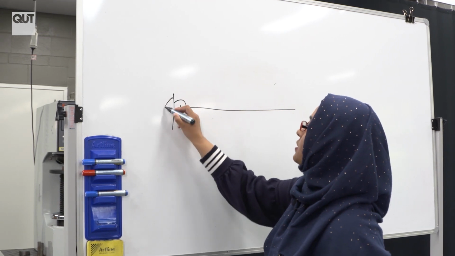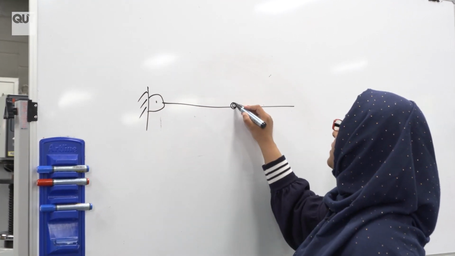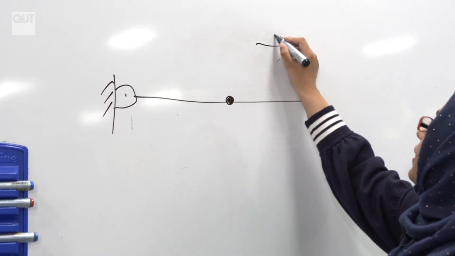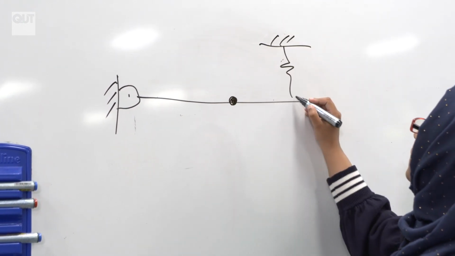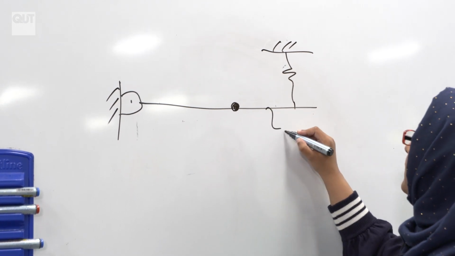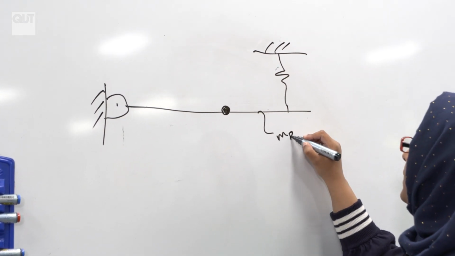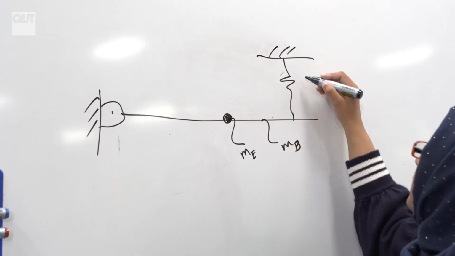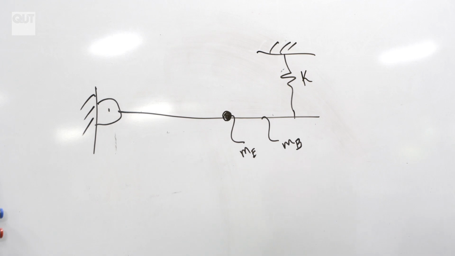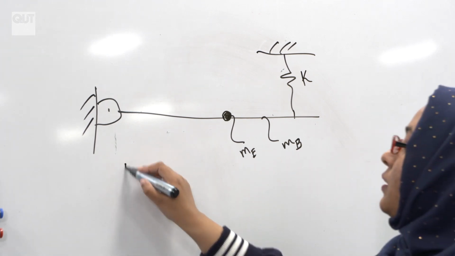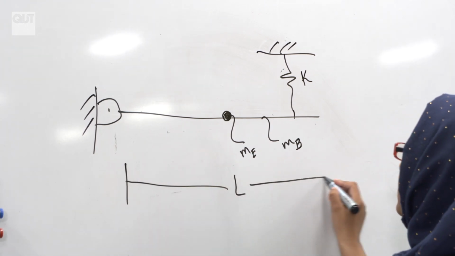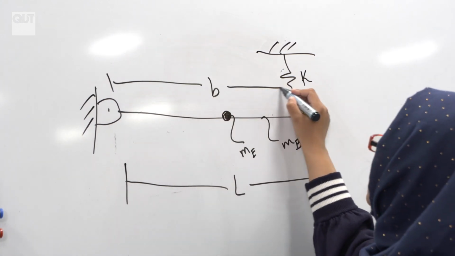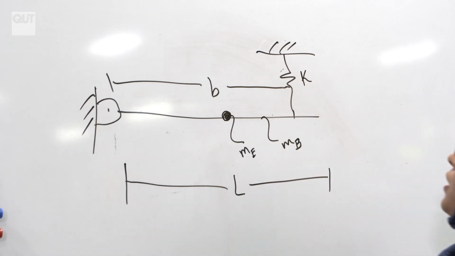So, this is a revolute joint, this is the exciter unit, which is a point mass we consider, and this is the spring. So, let us consider the mass of the beam as MB and the mass of the exciter unit as ME. The stiffness of the spring is K, and the length of the beam is capital L. The distance between the revolute joint and the spring is B.